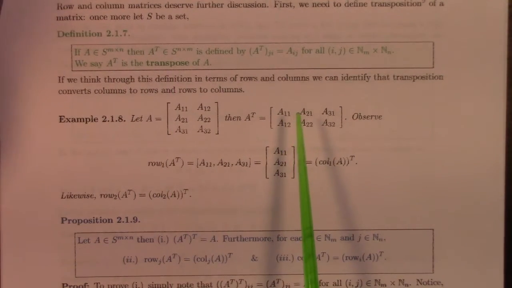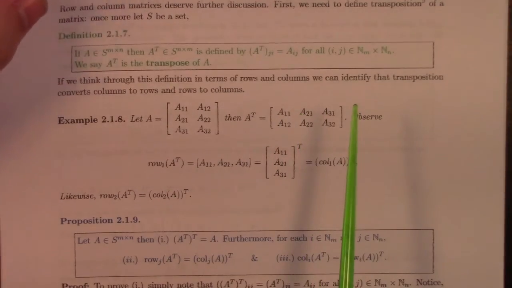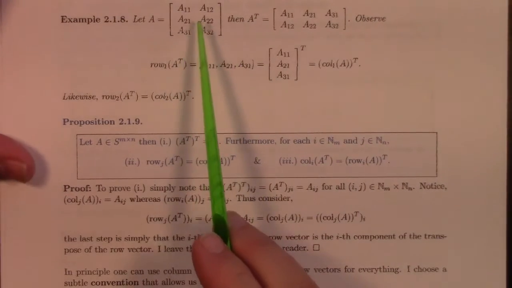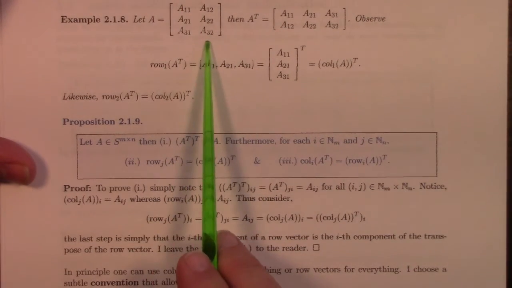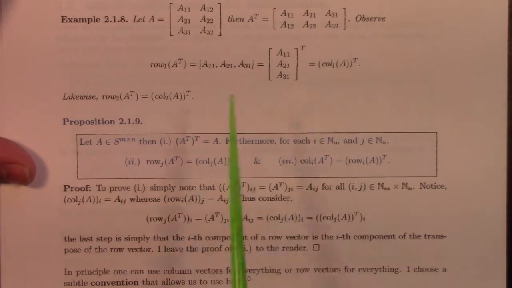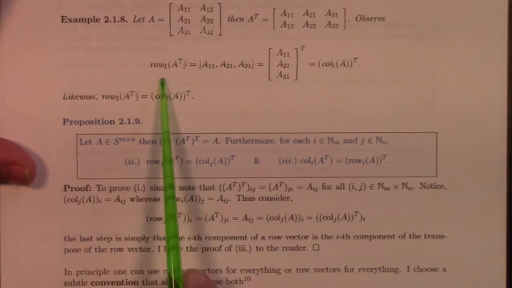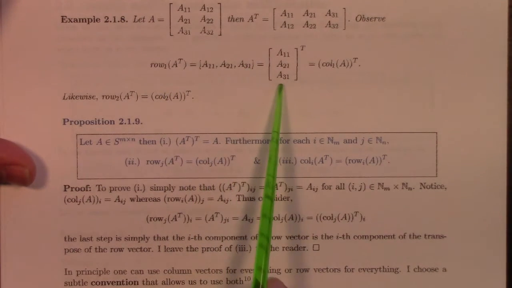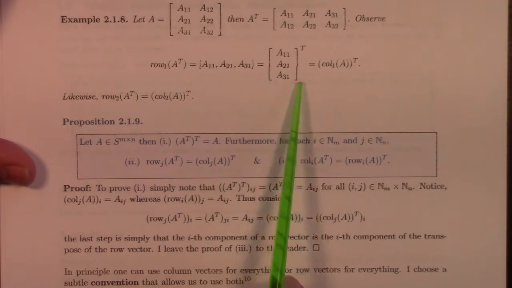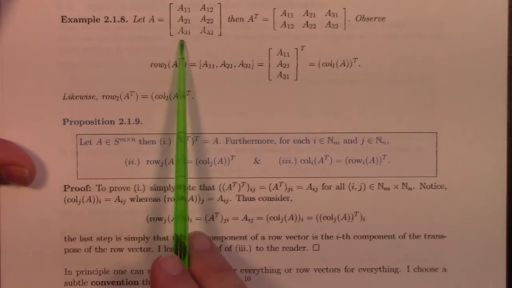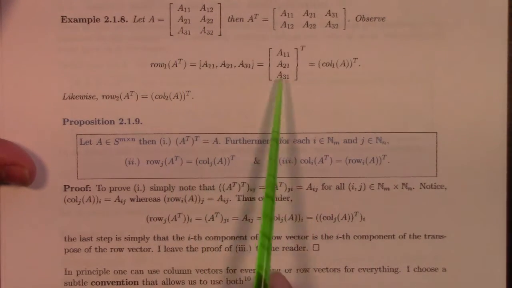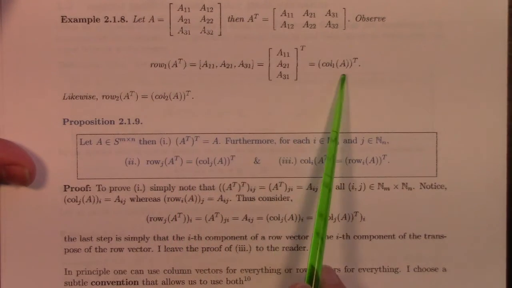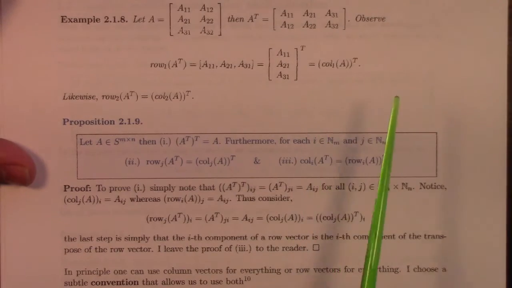Now here's an example. It's kind of a generic, numberless example, but an example nonetheless. So if I have this 3 by 2 matrix, then the transpose is this 2 by 3 matrix like that. You see, row 1 of the transpose is the transpose of the first column. So if I take this column and I transpose it, it becomes a row. And so that's the relation. The rows of the transpose are the transpose of the columns of the original matrix.